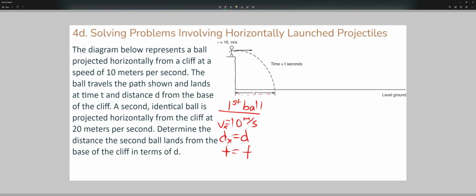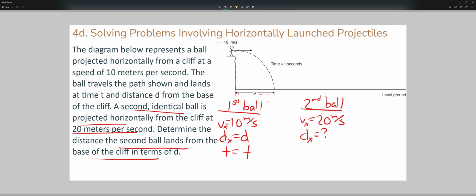And the question then says, well, you launch a second ball, and the second ball is launched horizontally at a velocity of 20 meters per second. Determine the distance the second ball lands from the base of the cliff in terms of d. So essentially you're looking for dx in terms of d. We know from the do now question that no matter how fast you launch something horizontally, all objects launched from the same height will reach the ground at the same exact time. So the time it takes for both objects to reach the ground is exactly the same.